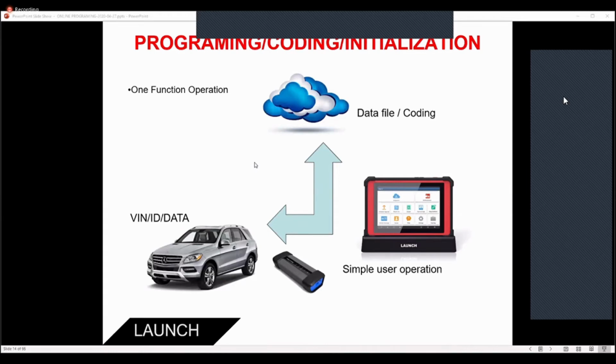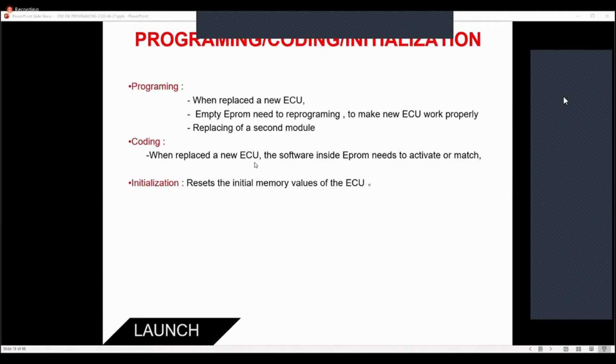So it's basically that. Now, why would we do the online programming and initialization? These are the steps. Programming is when you would probably replace an ECU, which is a module, or something's happened. It was empty, the EEPROM, there's no program in it.